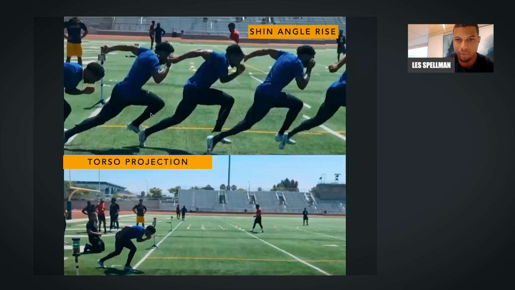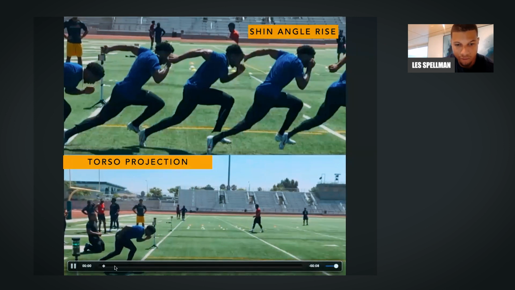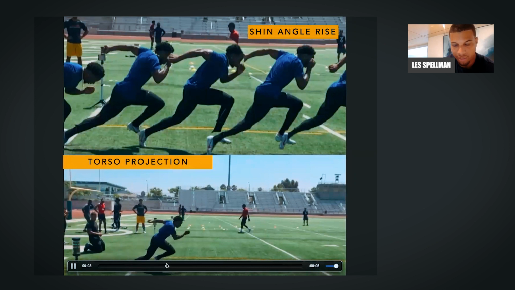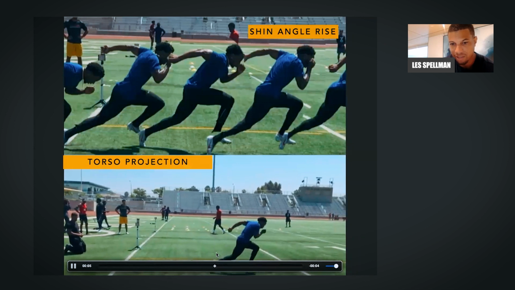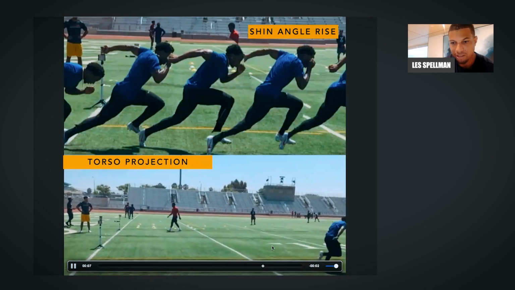Here's another example. We're adding two pieces to this. So we're adding the torso projection and we're adding shin angle rise. So there's two pieces that kinematically or technically we're looking at that will add to this. So let's look at the video below. You can see his torso begin to project forward. And every step he's taking, it's rising slightly, rising slightly, rising slightly.